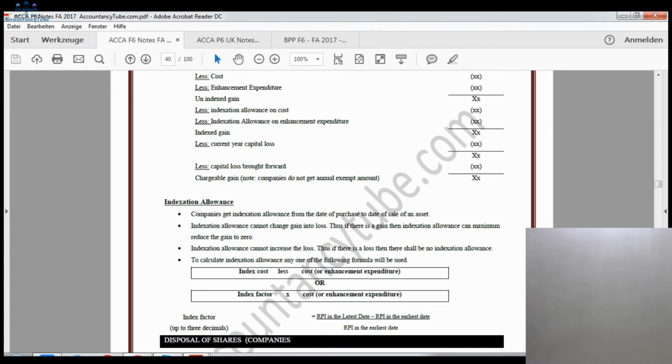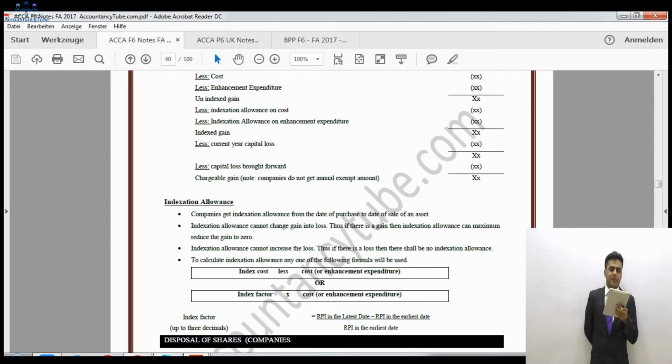So how do we calculate it? As I said, the index factor will not be given to us. So we take the retail price index, which will be given to us in the question, in the latest date, less RPI in the earliest date, divided by RPI in the earliest date. So retail price index in the latest date less retail price index in the earliest date, divided by RPI in the earliest date.